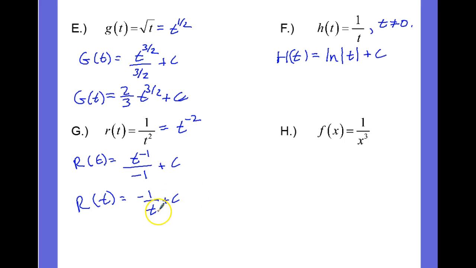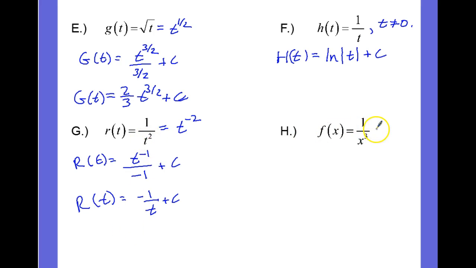Now if we differentiate this, we could rewrite this as negative t to the negative 1. Negative times negative is a positive. Power times base down 1, negative 1 goes down to negative 2, and this becomes t to the negative 2, or 1 over t squared.